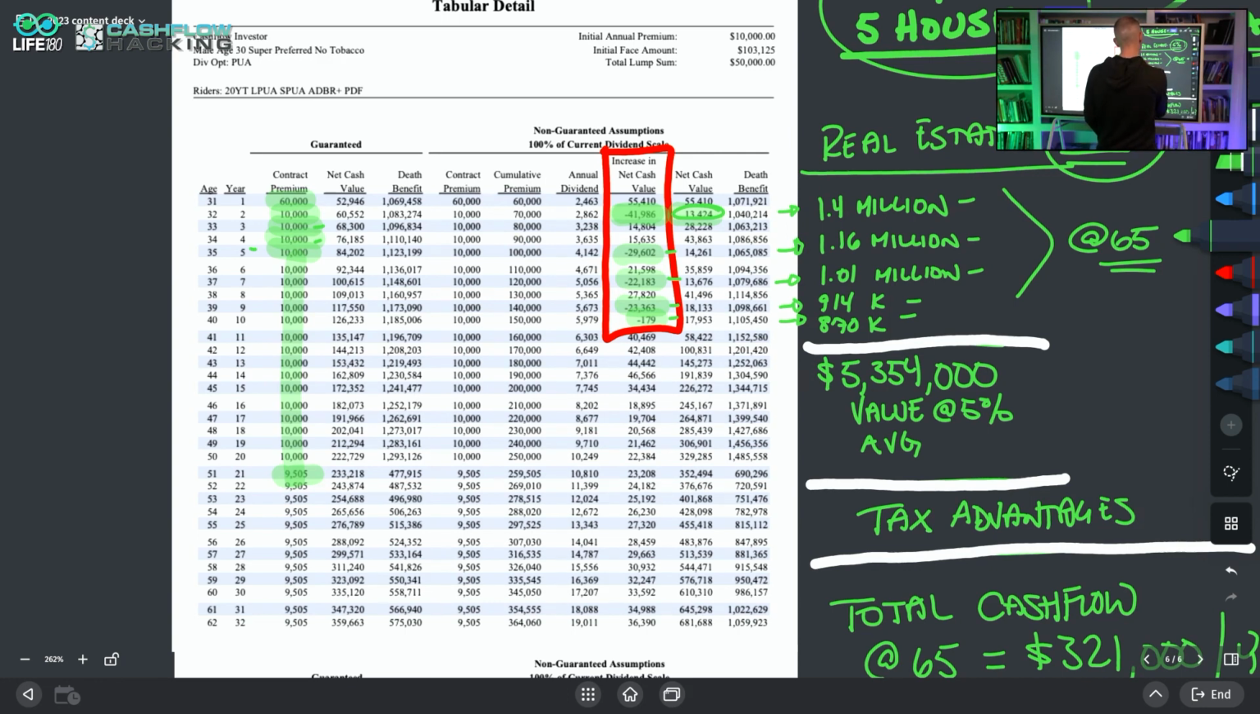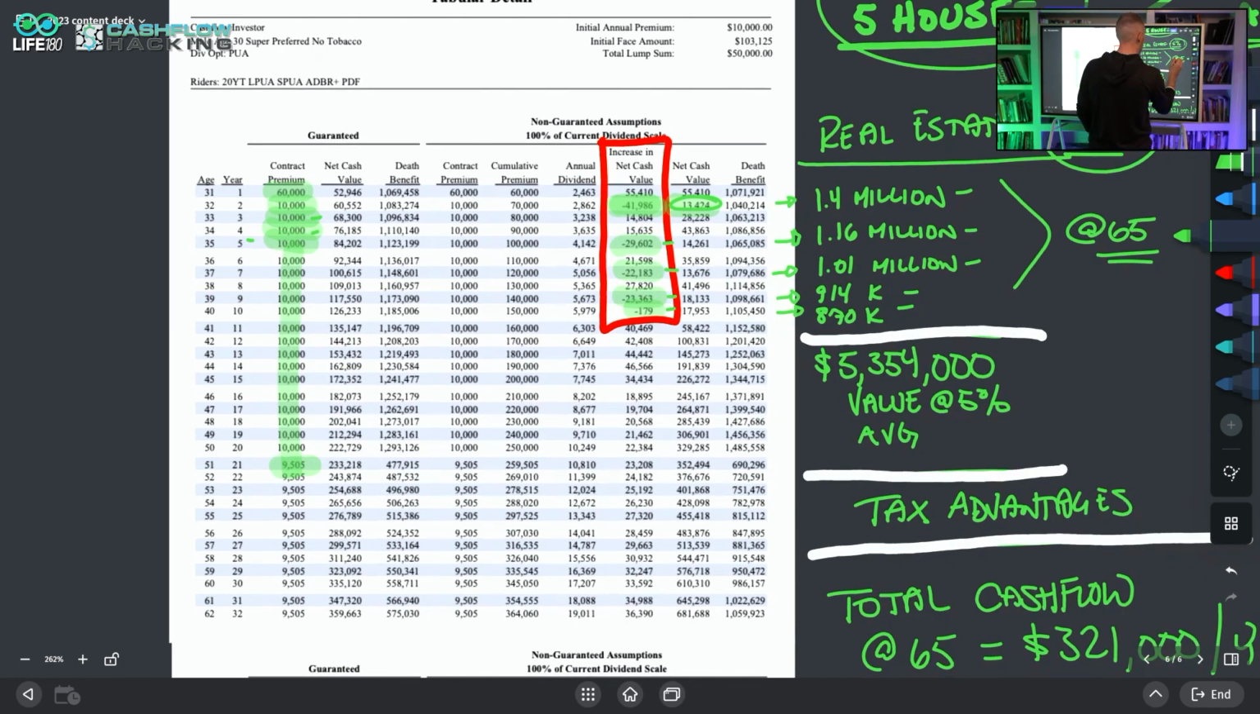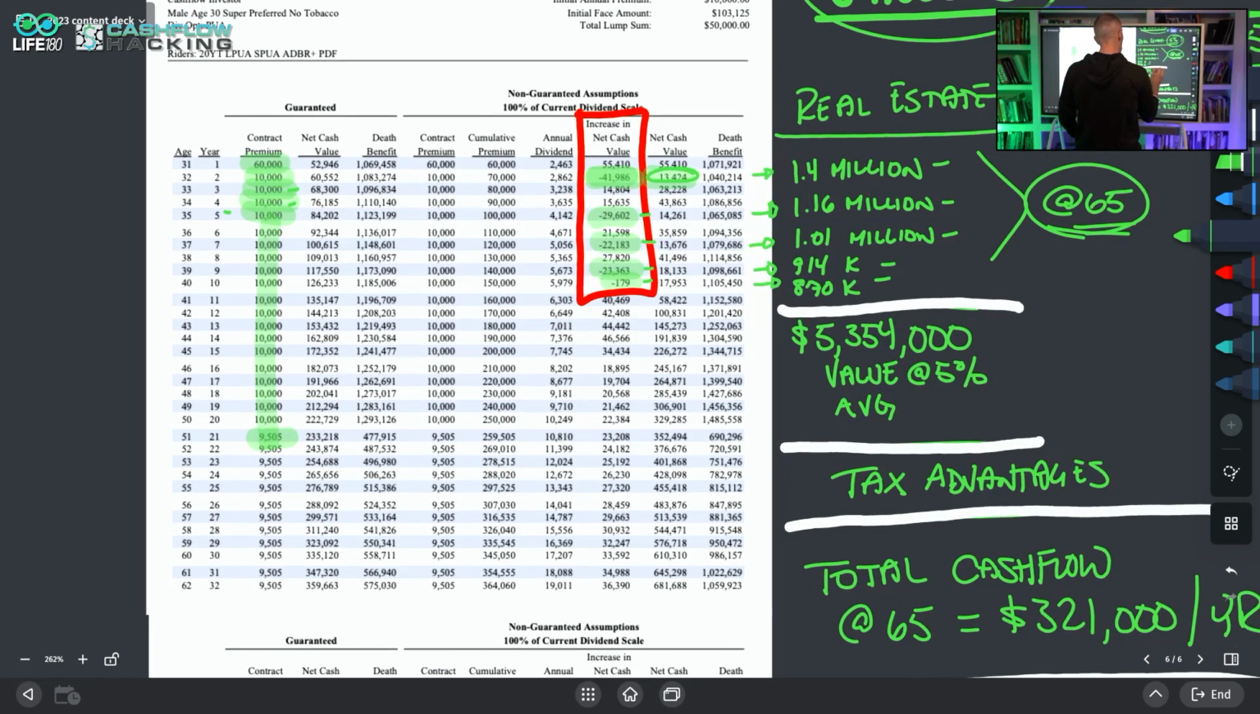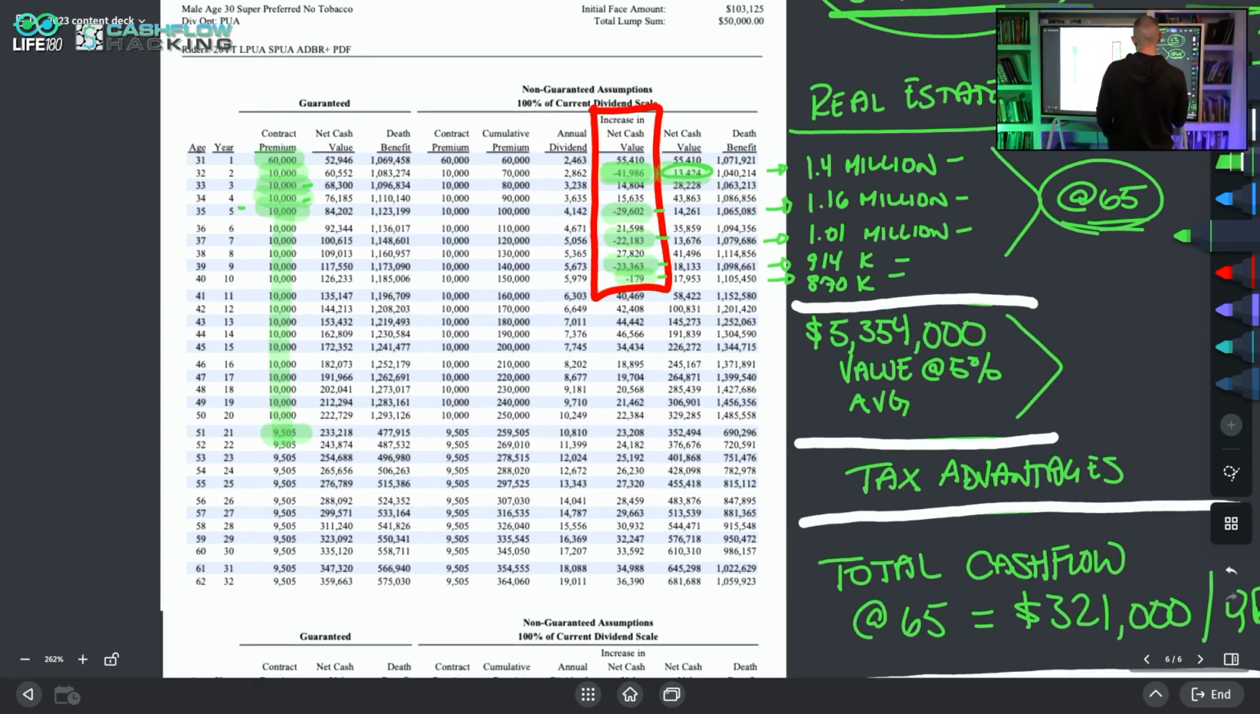The next one is worth $1.16 million, $1.01 million, $914,000, and $870,000, all over this period of time, right? At the time you hit age 65, these are the property values. So what does that mean? At this point in time, you're going to have a real estate portfolio of $5,354,000. So think about this.